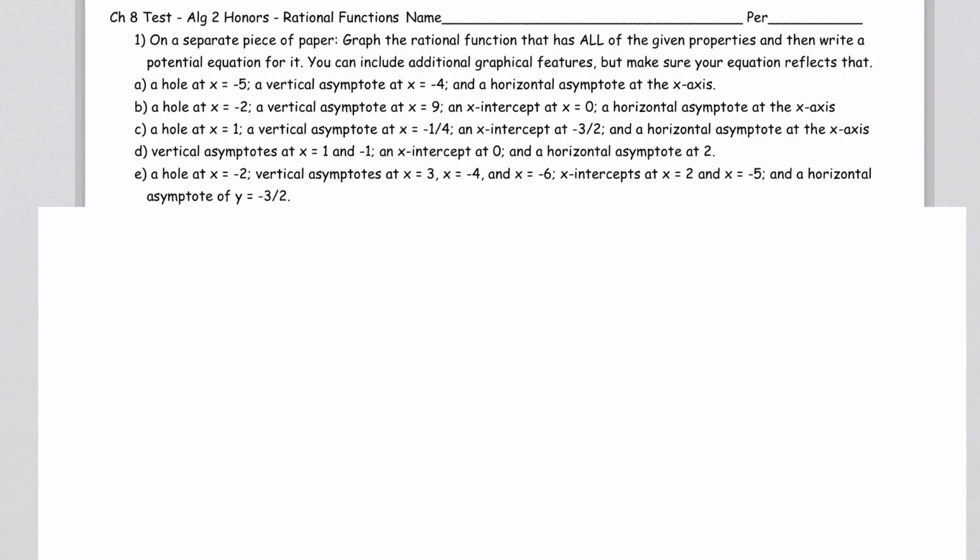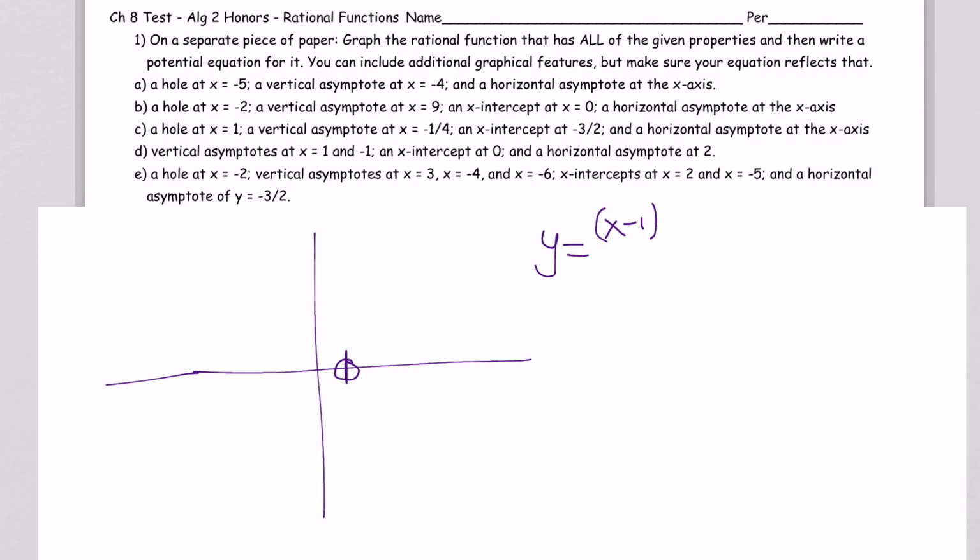Alright, let's do 1C. Same idea, yet again. Gonna graph and write an equation at the same time. So, first thing we know is we have a hole at x equals positive 1. So I'll give myself a little tick mark, put a little circle there to remind me I have a hole. Write in the equation, y equals, if I have a hole at positive 1, I need a factor of x minus 1 in the top and a factor of x minus 1 in the bottom. So we get that right there.